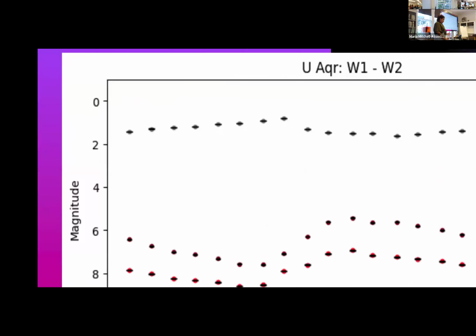And then the next thing I've done is working with W1 minus W2. That's just, I'm subtracting these two filters, these light curves of two filters. And it's telling us about the color of the star, or of the dust around the star, which is an indicator of the temperature of the dust around these stars.